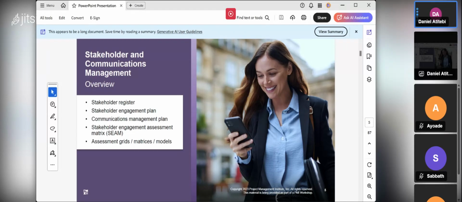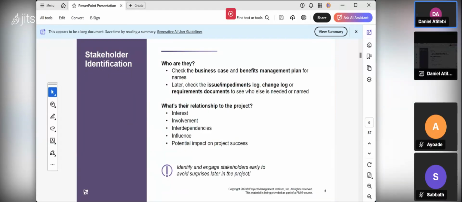And when you're talking about communication, you'll be asking, okay, which kind of communication technology will I use to meet their communication needs? Then you also need to create another document called the Stakeholder Engagement Assessment Matrix. Later we are going to talk about that.